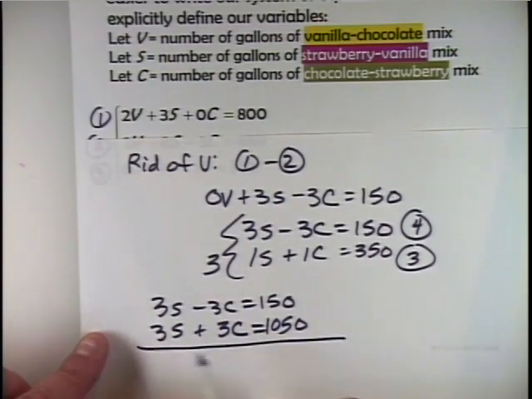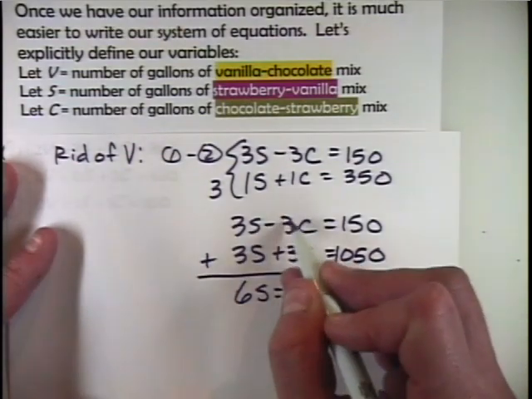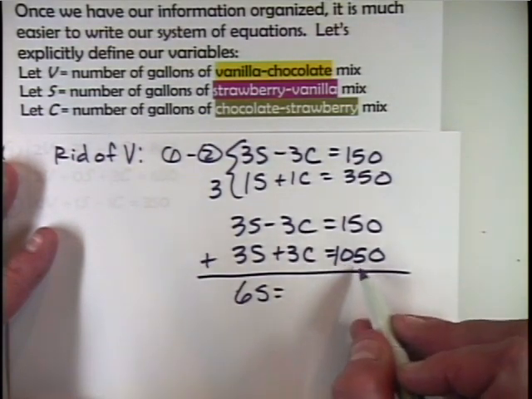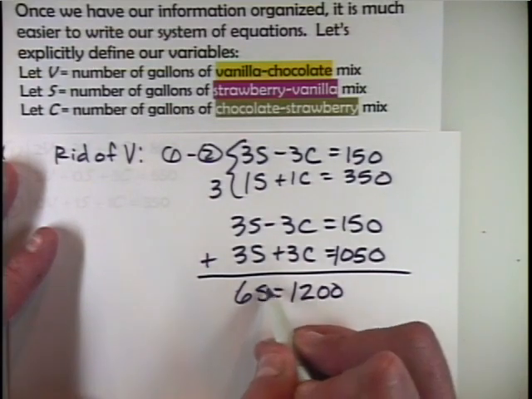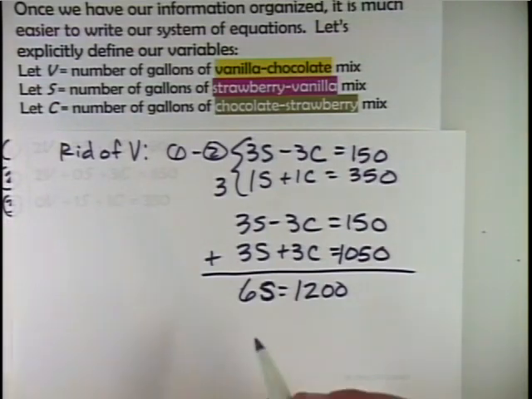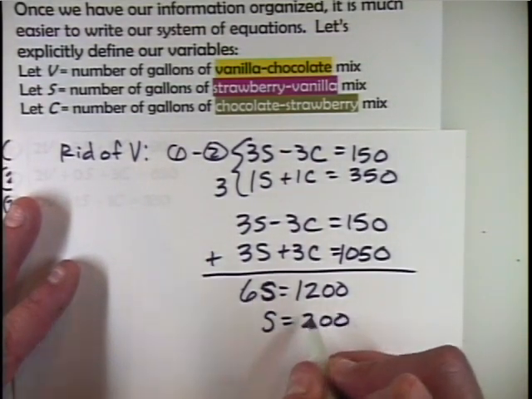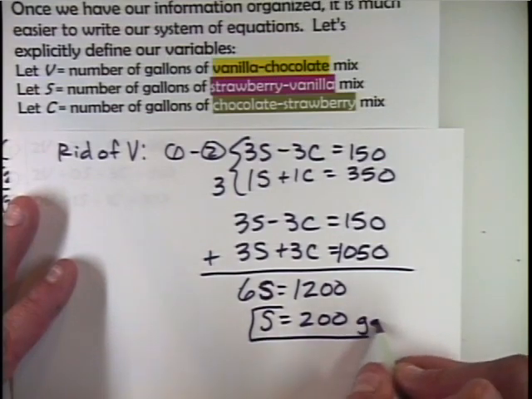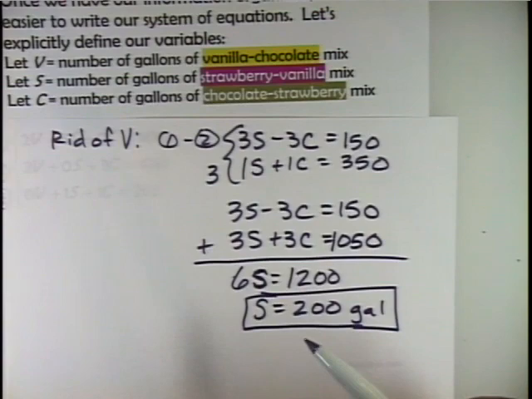Now if I add those together, 3S plus 3S, well that's 6S. And then I get a 0 pair here. And 1,050 plus 150 is 1,200. And this is an S, not a 6S. Well, now all I have to do is solve for S by dividing through by 6. So I get S equals 200. That's 200 gallons. So what does that mean? That I need to make 200 gallons of the strawberry vanilla mixture.